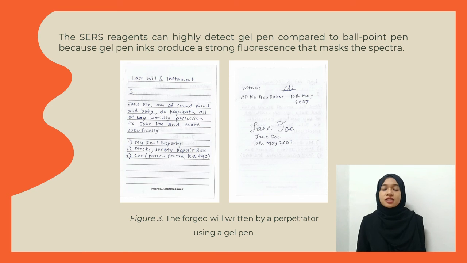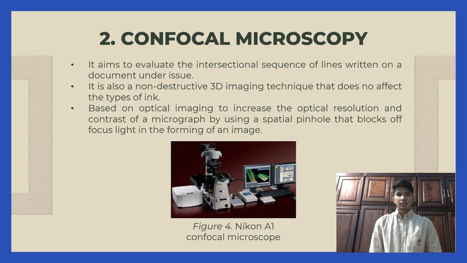One of the reasons is that gel pen inks produce a strong fluorescence that masks the spectra, compared to ballpoint pen inks. The second analysis uses a confocal microscope. It aims to evaluate the intersectional sequence of lines written on a document in question. Besides that, it is also a non-destructive 3D imaging technique that does not affect the types of ink. The principle is based on optical resolution and contrast of the micrograph by using a special pinhole that blocks out-of-focus light in the forming of an image.